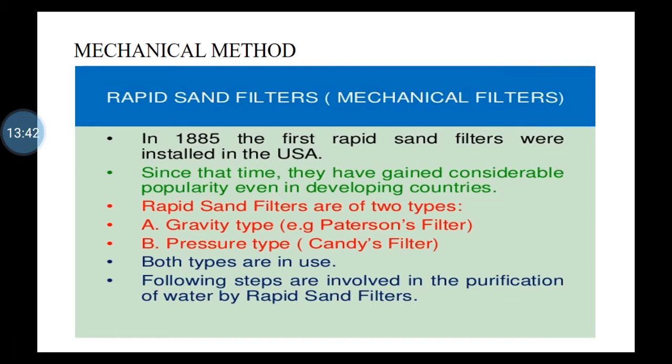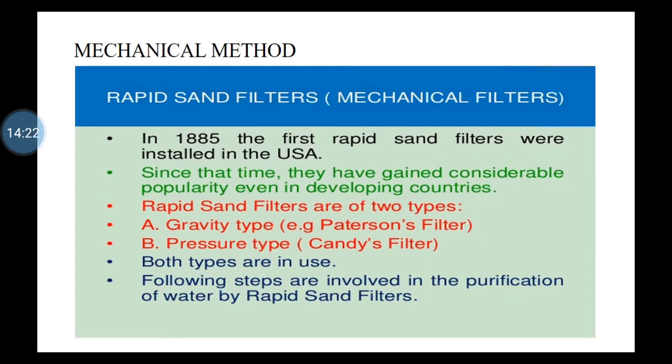Now the rapid sand filter was introduced in 1885, in USA. It has considerably gained popularity, and still it is commonly used, isn't it? Now there are different types of rapid sand filters. Just as an example, you must know two types: the gravity type, that is Patterson's filter, and the pressure type, that is called Candy's filter. Both these types are in use, isn't it?